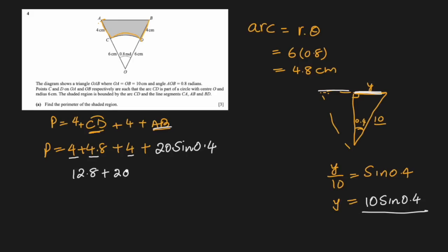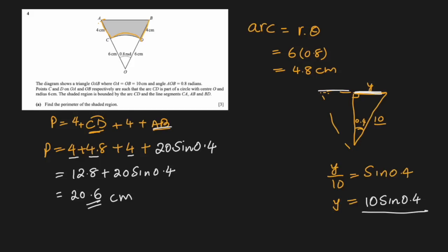So this comes out to be 12.8 plus 20 sine 0.4. Please ensure that your calculator is set in radians, and we'll get our answer. What I'm getting here is 20.588366, so I'll write 20.6 centimeters. That is the perimeter of this shaded shape.